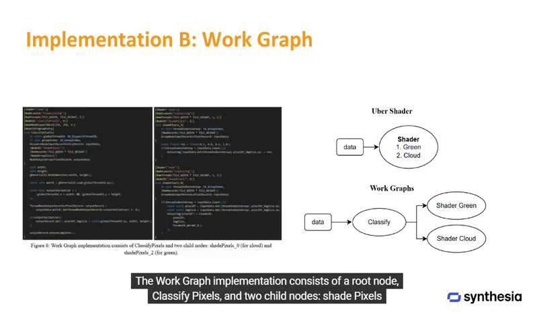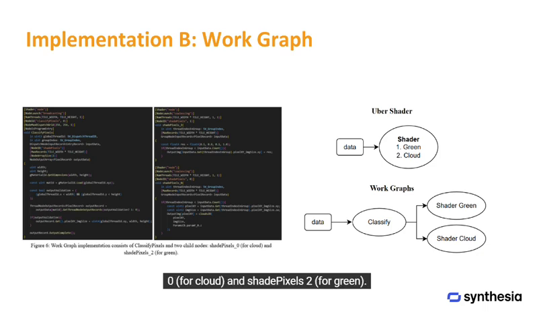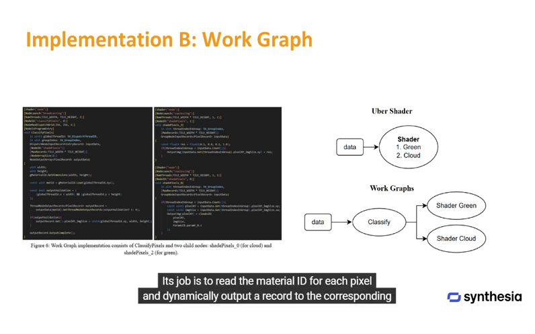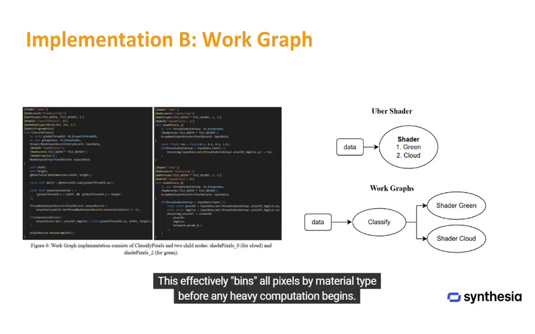The work graph implementation consists of a root node, classify pixels, and two child nodes, shade pixels 0 for cloud and shade pixels 2 for green. The classify pixels node is dispatched as the entry point. Its job is to read the material ID for each pixel and dynamically output a record to the corresponding child node. This effectively bins all pixels by material type before any heavy computation begins.